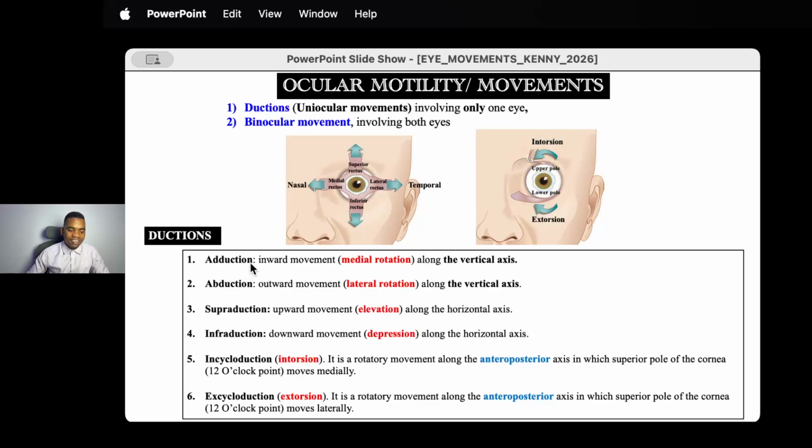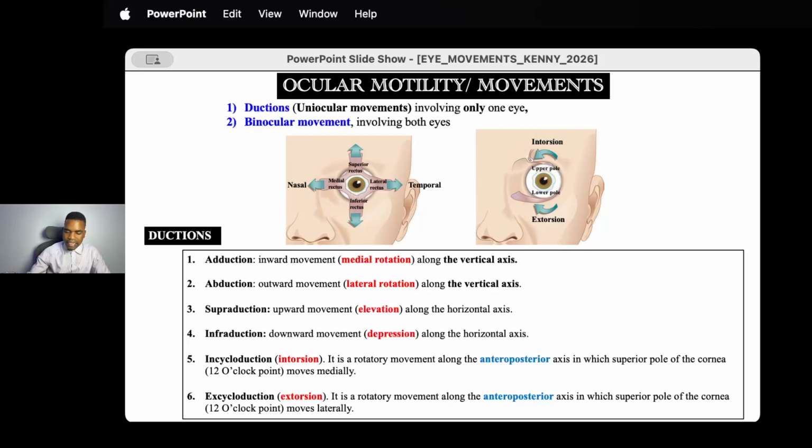So we have adduction, that is medial rotation through the vertical axis. We have abduction, which is the lateral rotation through the vertical axis. We already discussed it. We have supraduction, which is called elevation, when it moves above the horizontal plane. And then we have infraduction, which is downward movement, or depression. And then I've told you about the intorsion and incycloduction. I think here is where I need to spend a little time to explain it.